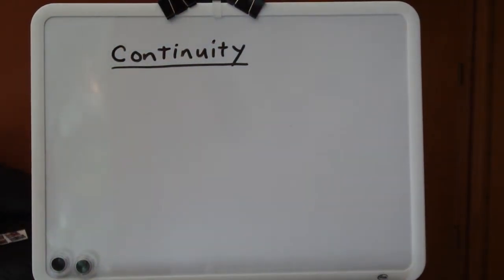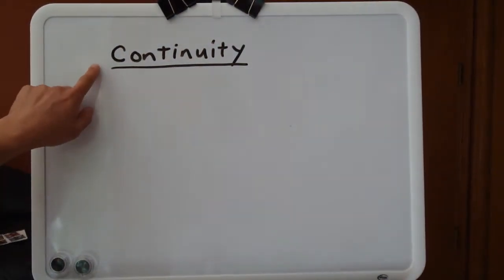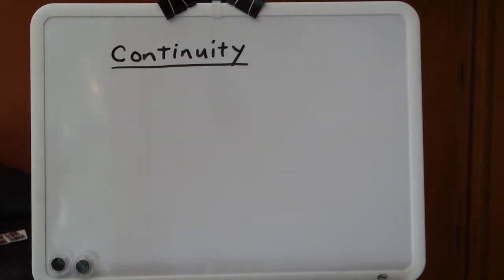Okay, this lesson here is all about the idea of continuity, mathematical continuity, or just the idea of continuous functions. And one of the best ways to understand what a continuous function is, is to first understand what it is not. So we're going to look at some examples of what would make a discontinuous function.